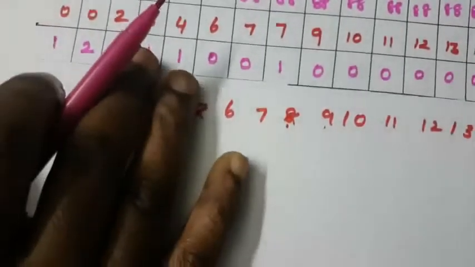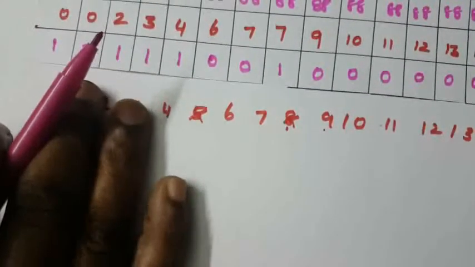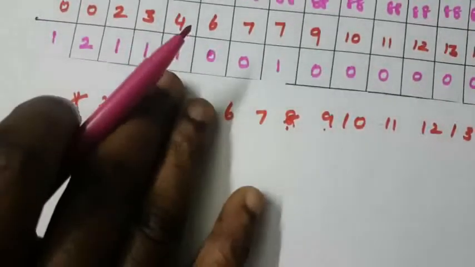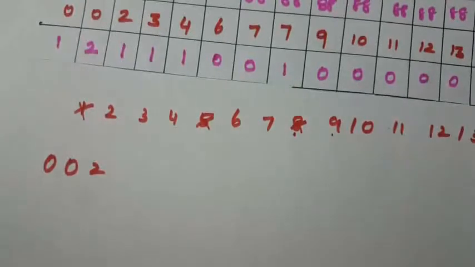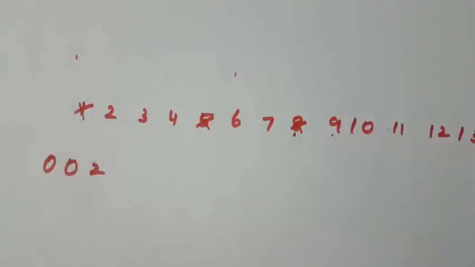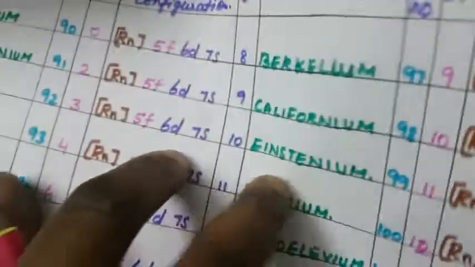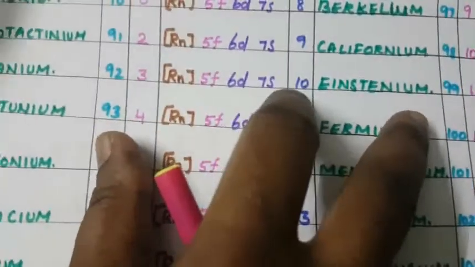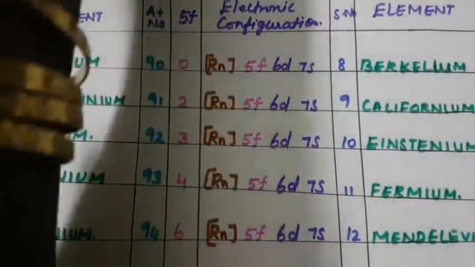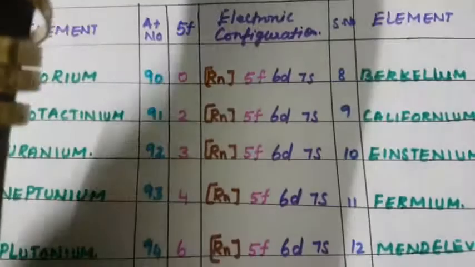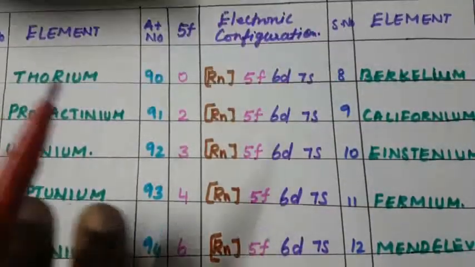So that is the number of electrons present in the d orbital. Now you can write the electronic configuration. Using this, you can write the electronic configuration of these elements by atomic number. First one, how to write this electronic configuration? You can write it like this. I am writing here all these elements. First one is thorium. So what are the elements present in thorium?